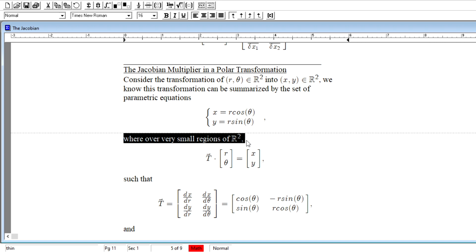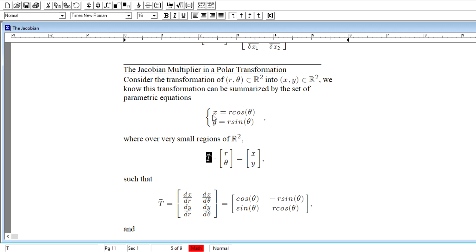So we're able to use a linear transformation to begin summarizing the polar transformation. Over very small regions of R, in two-dimensional space, the matrix T bar, the transformation T, can be multiplied by the description of position given by r and theta, that 2 by 1 description, to produce x comma y, that 2 by 1 description of position, also in two-dimensional space.